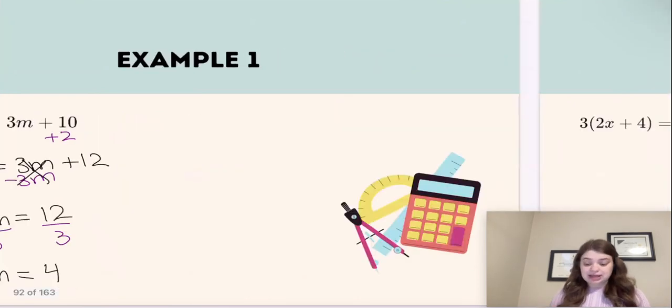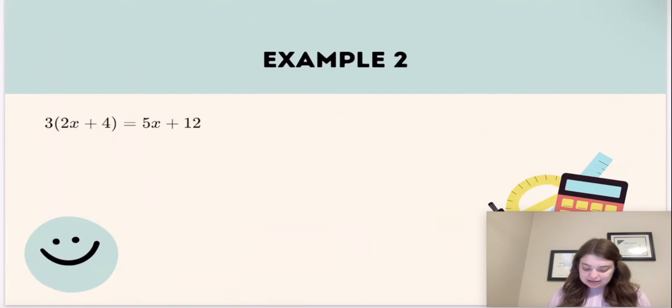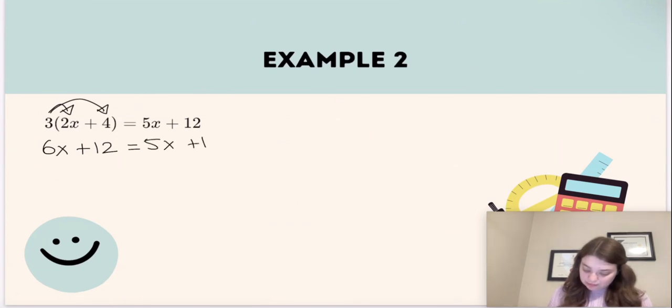Let's try one more example. This one says 3 times (2x plus 4) is equal to 5x plus 12. So something right off the bat that I notice about this one is that we have a 3 in front of these brackets, which means what? Well, this means that we need to multiply that 3 by everything in the brackets because of the distributive property. So 3 times 2x is 6x. 3 times 4 is 12. So therefore, the left is equal to 6x plus 12. As for the right, I'm just going to write it as is.